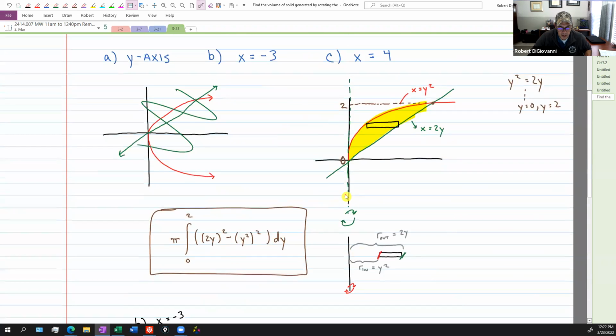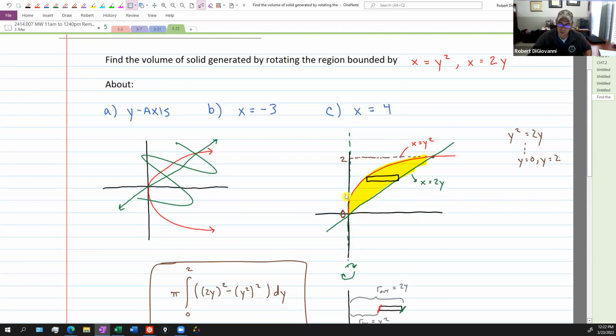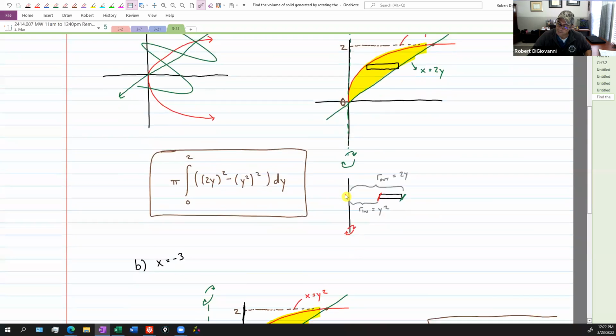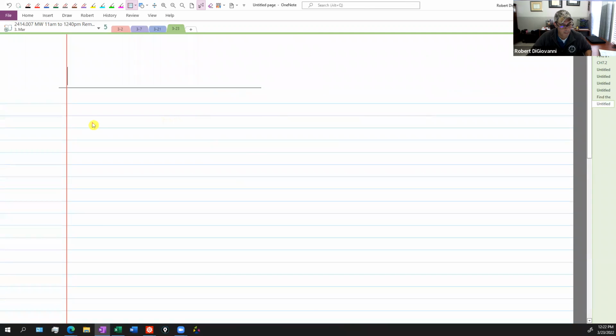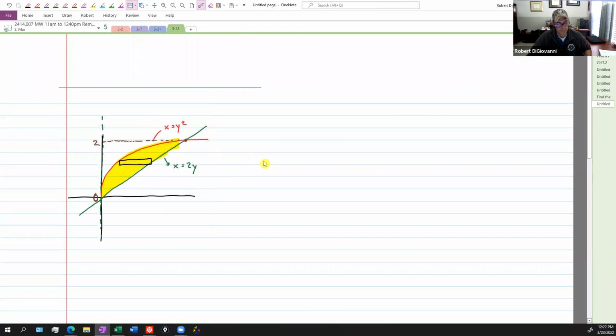Where did I ask you to rotate it again? Ooh, x is 4. Yeah, x is 4. So x is 4 is a little tricky because x is 4 is actually right where they hit each other, right here. That's x is 4. How do I know that? Well, if I plug in 2 for y, x is 4. So that's exactly where they hit each other in that edge point.